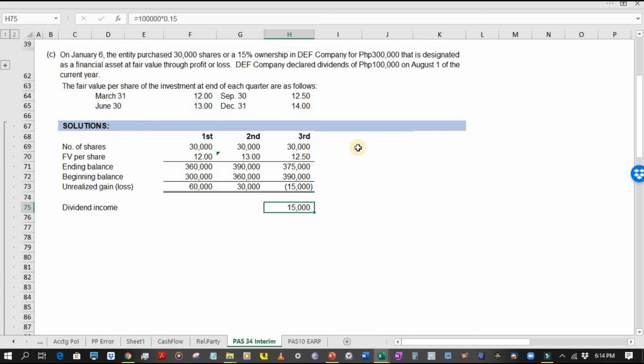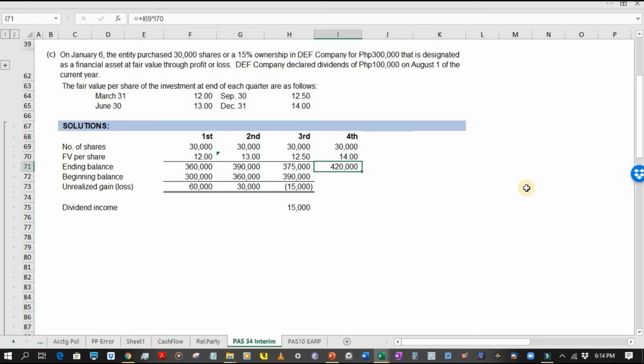So now let us proceed to the fourth quarter. So for the fourth quarter, the number of shares has not changed, so it is still at 30,000 shares. Then the fair value per share is 14 pesos. So the ending balance will be 420,000 pesos. And this will be the amount of trading securities that will appear in the statement of financial position as of December 31 of the year, because this is already the fourth quarter, which is the last quarter of the year.